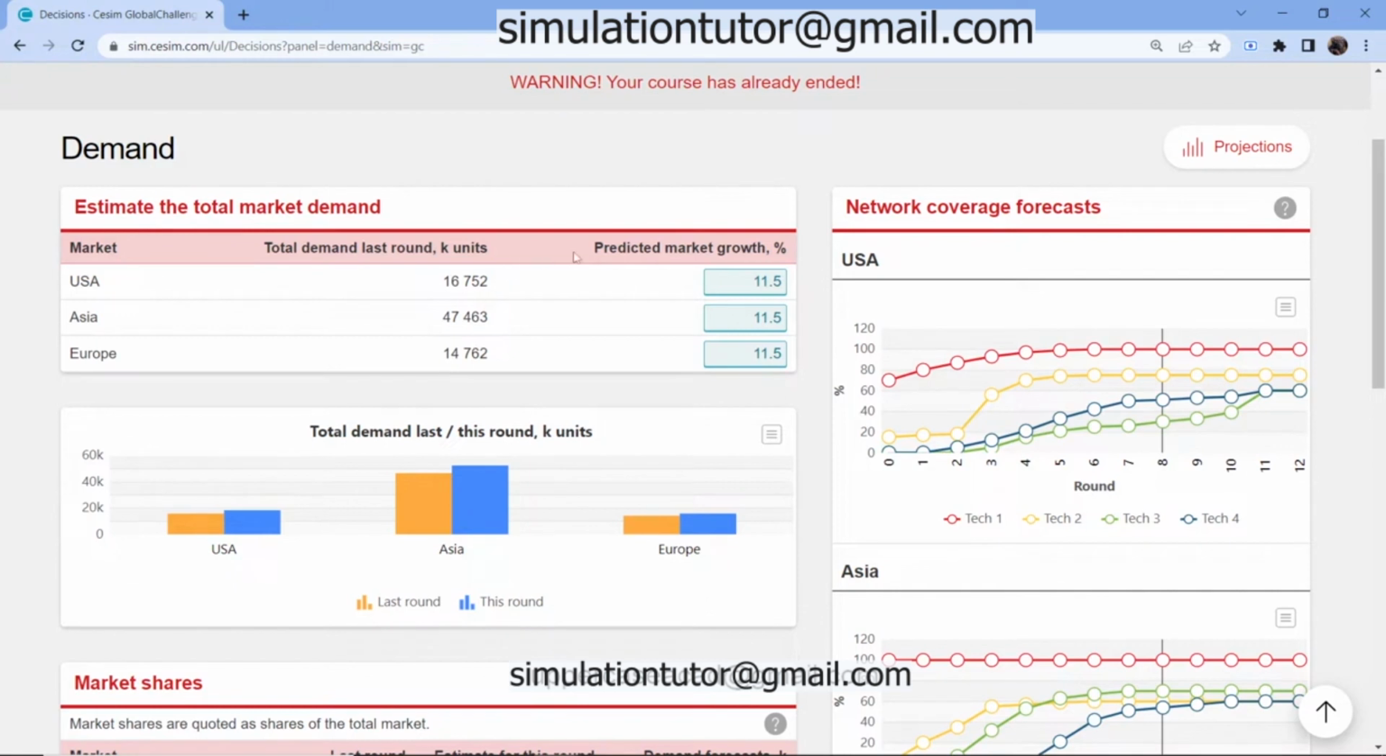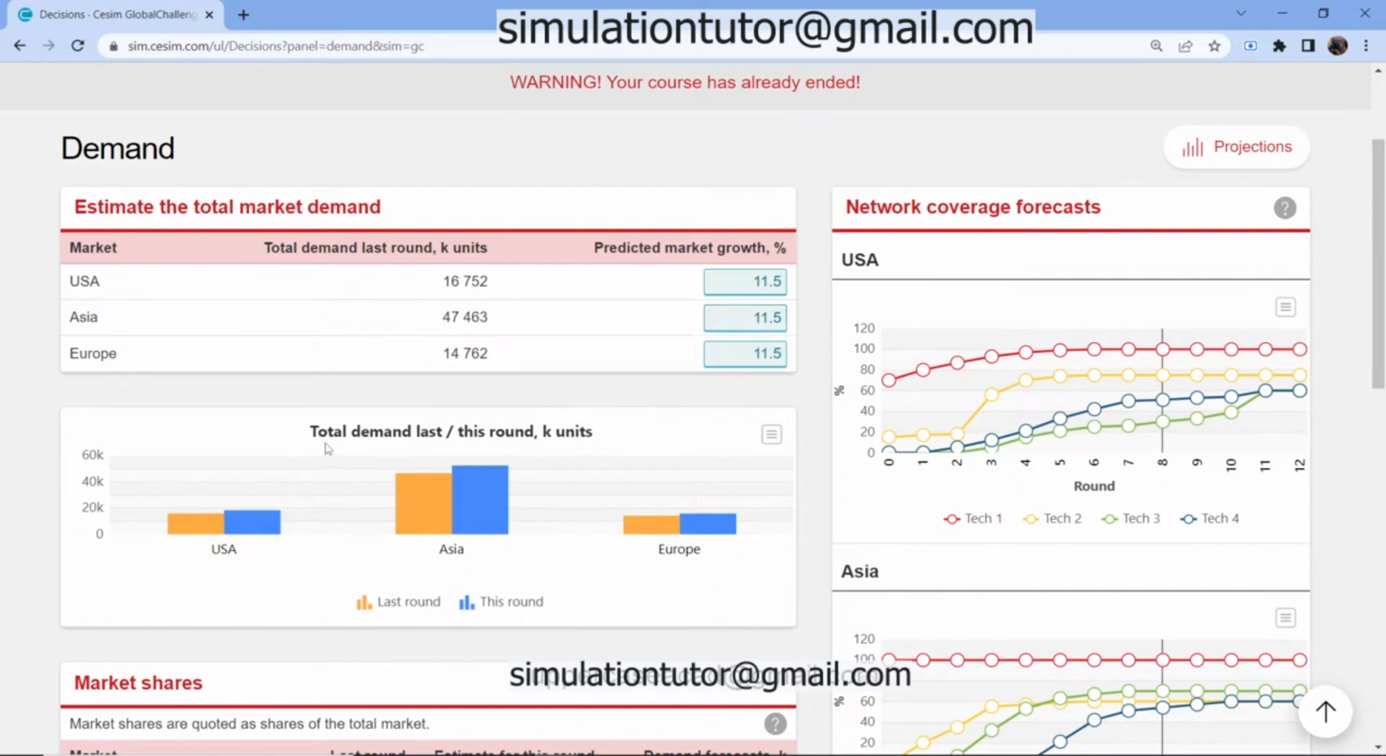If you move here, this is the predicted market growth, which is in percent. This is the prediction of how you think the growth will look, and you base it on the market outlook. So if you think there will be an increase, you put a positive number here, and if you think there will be a decrease, you put a negative number. If you think the market will stay constant, you don't change anything, you just leave it the way it is.